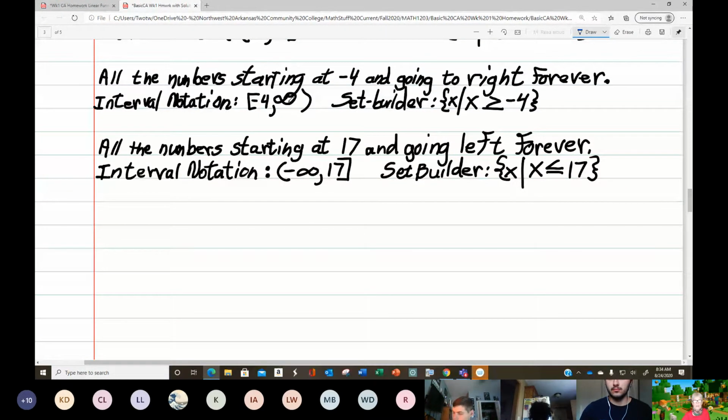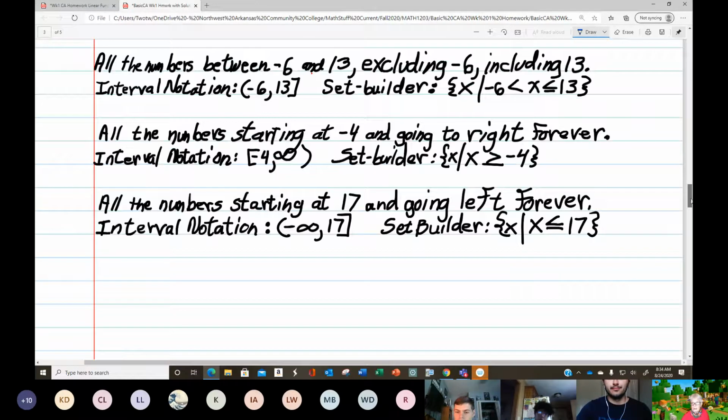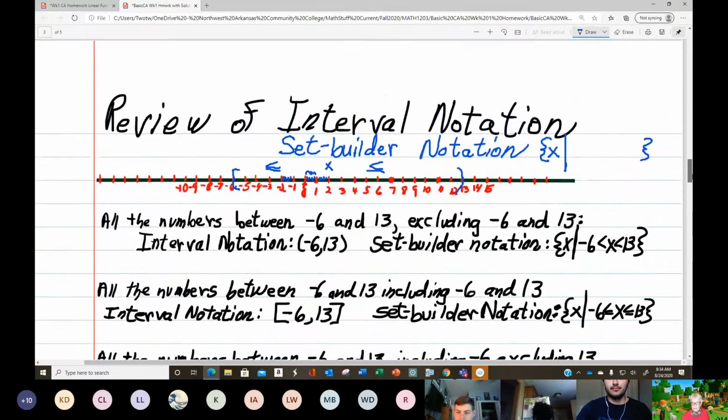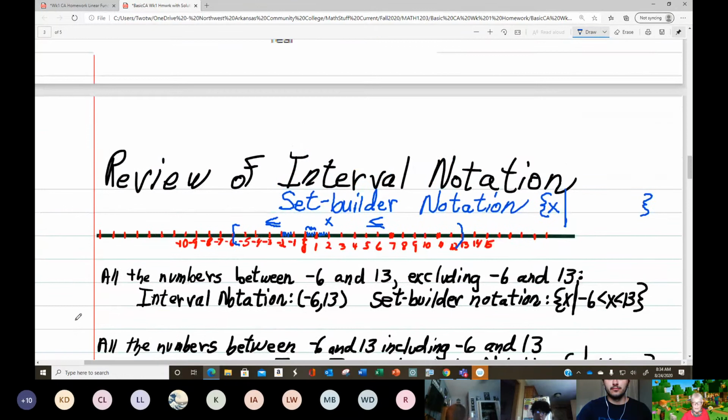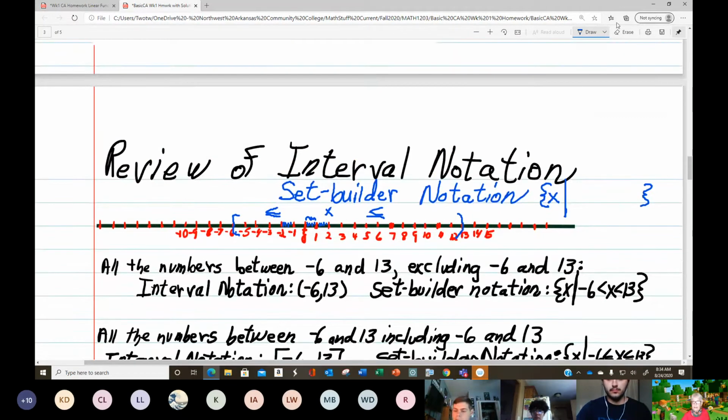Okay, now we're going to talk about this. What happens when there is not an endpoint? Well, let me get rid of this.